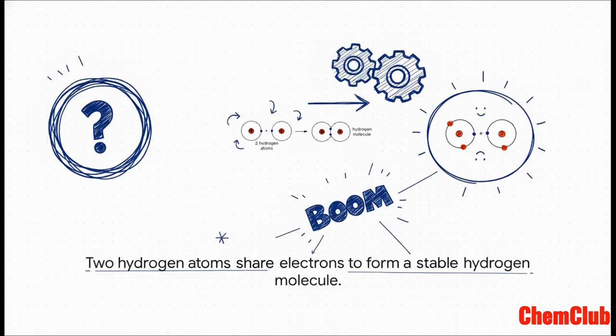And let's look at the absolute simplest example. A hydrogen atom has 1 electron, but it wants 2 to feel stable. So 2 hydrogen atoms get together, they each put their 1 electron into the middle, and they share them. And now they're a stable hydrogen molecule. It's like a buddy system. By working together, they both get what they want.